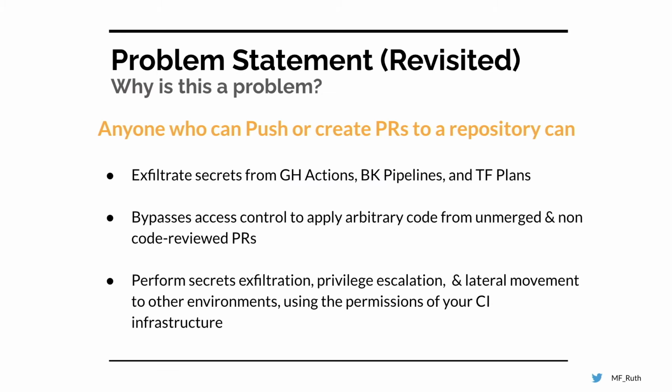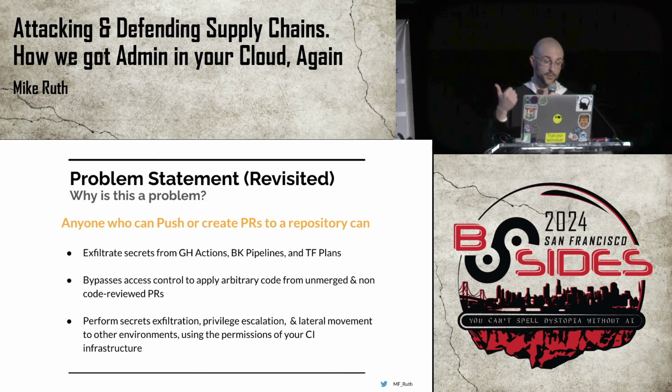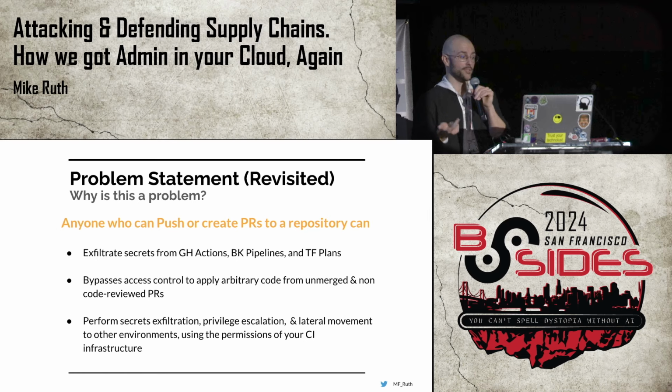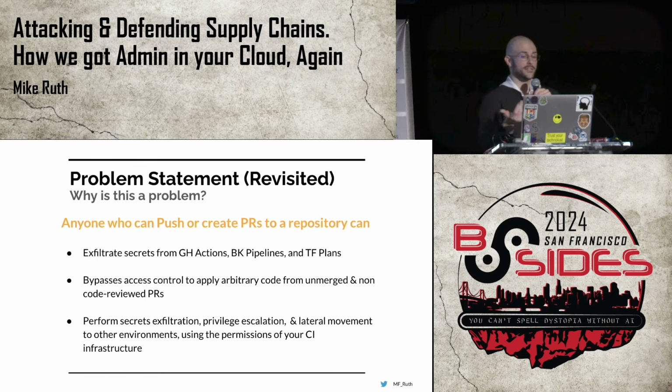So when we go back to our problem statement, anyone who can push or create PRs to a repository can exfiltrate secrets from GitHub Actions, Buildkite pipelines, and Terraform plans. They can bypass access control to apply arbitrary code from unmerged and non-code-reviewed PRs, and they can perform secrets exfiltration, privesc, and lateral movement to any of the other environments using the permissions of our CI infrastructure.